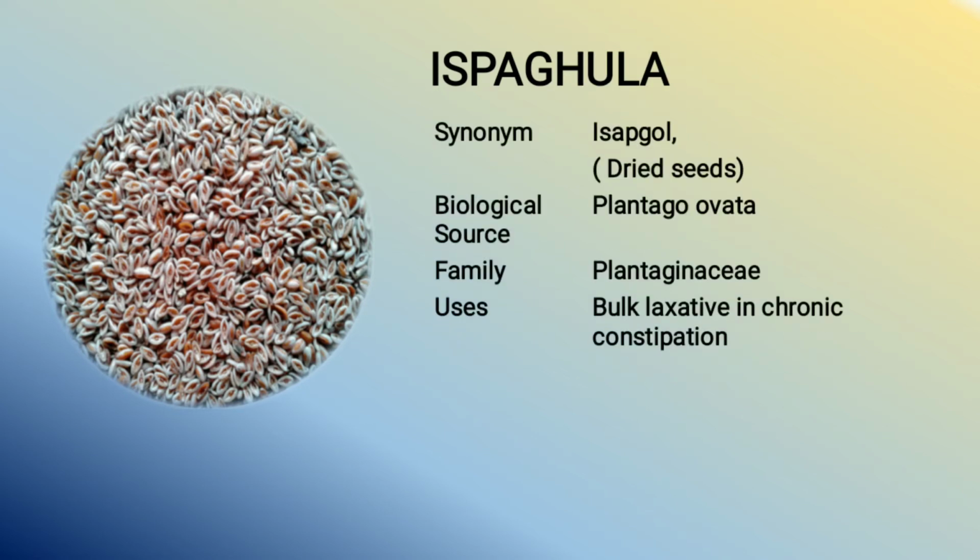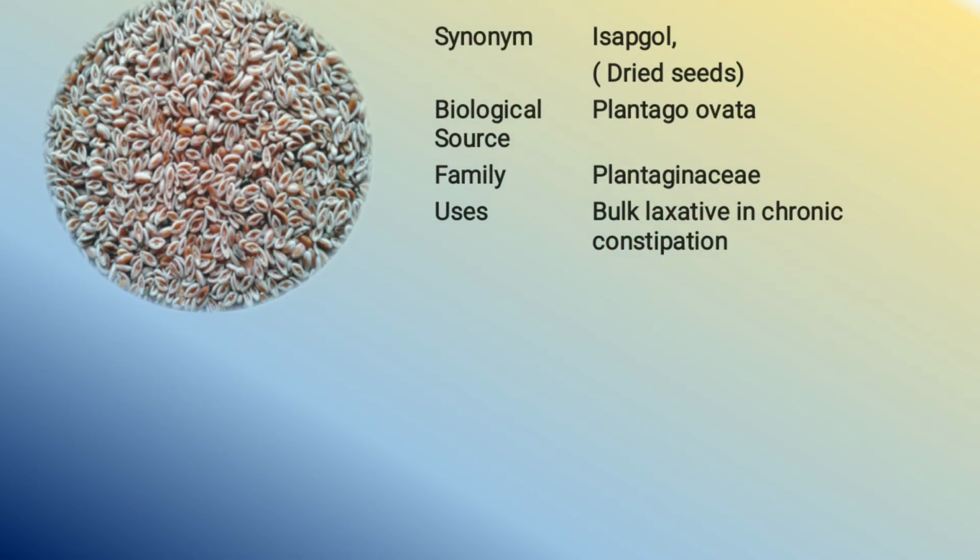Moving further, this is the image of, do you know this? This is Isabgula. The synonym of Isabgula is Isabgul, and it is dried seeds. Its biological source is the dried seeds of the plant known as Plantago ovata belonging to the family Plantaginaceae, and it is used as a bulk laxative in chronic constipation.